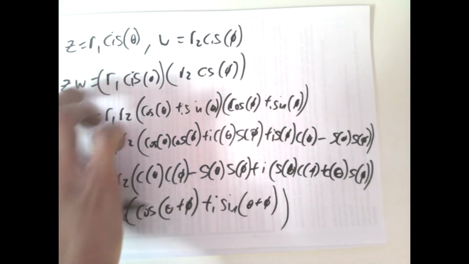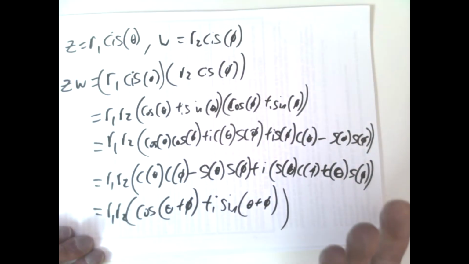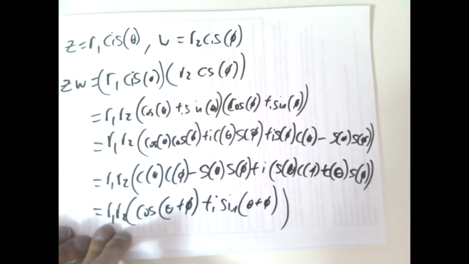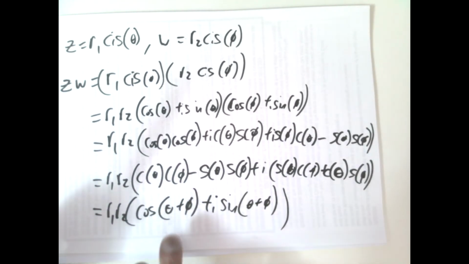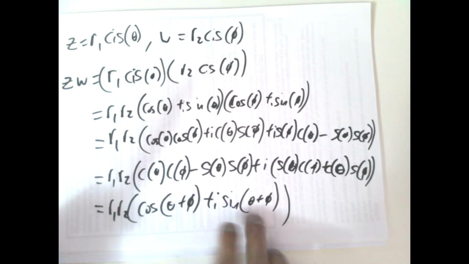So what we see is that when we multiply two complex numbers which are not necessarily the same, their radii multiply, therefore the vector elongates, and the angles simply add up.